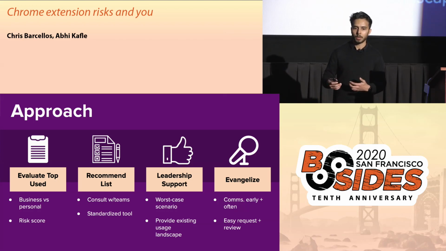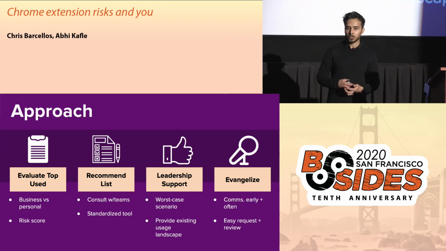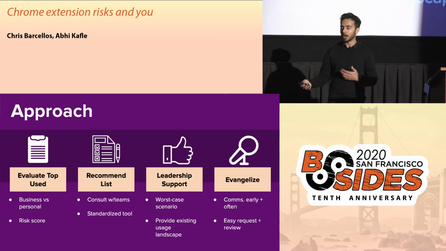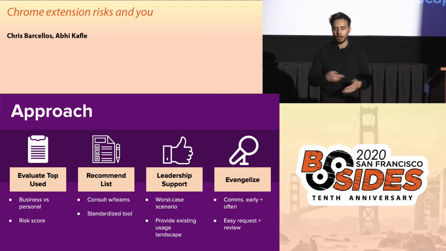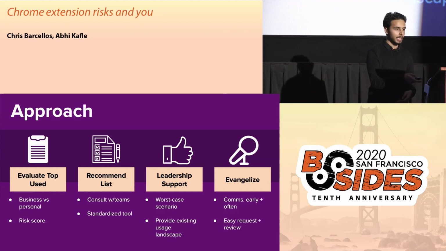We get leadership approval for the worst case scenario, in case there's a revolt, and we don't just want to get the leaders on board, but also the entire company. We want everybody to feel like part of the process, so we give out comms early and often and let people have a say.